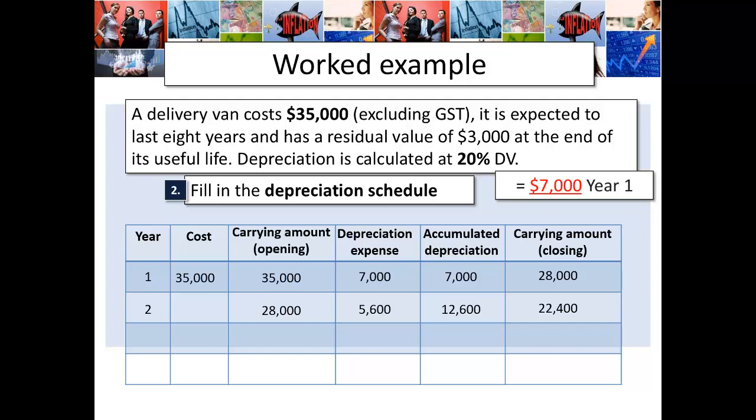Now our depreciation expense changes. Carrying amount opening, $28,000. 20% of that is $5,600. Leaving us with a carrying amount closing of $22,400, becoming a carrying amount opening. 22,400, 20% of that is 4,480. Accumulated depreciation, that's added on, giving us a carrying amount closing, and the process repeats.